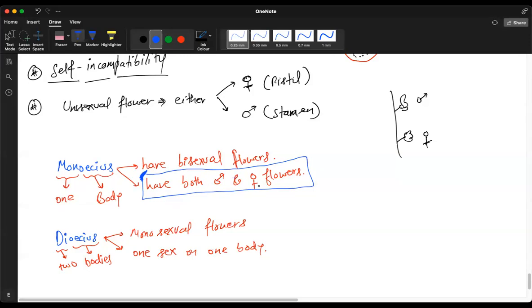So both male and female flowers, which means this is one monosexual flower, this is one monosexual flower, but you have both the flowers on the same plant. Then also, in that case, you don't need another body. So it is possible for a plant to have monosexual flowers and have a monoecious body. And under what condition? Given that both the monosexual flowers are present on the same plant, the plant becomes monoecious as a species and also has monosexual flowers.